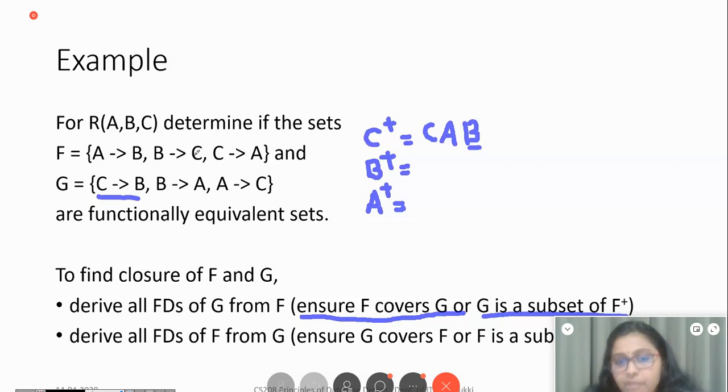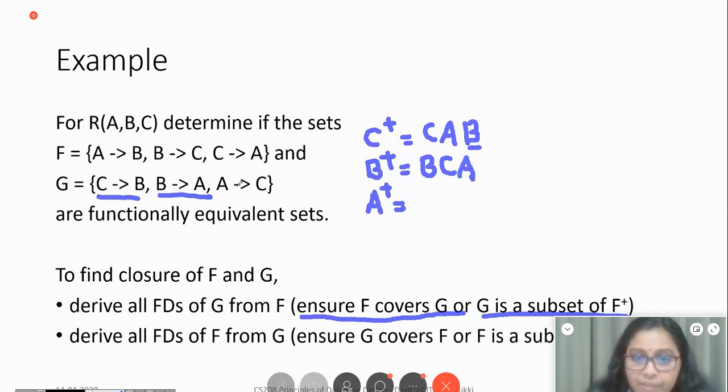Clear? Okay. Now I do the next FD, which is B determines A. And then we need to find B plus. B plus, B is a member. Okay. Then B determines C, so C is a member. Then C determines A, so A is a member. Okay, that's all, isn't it? Because all the attributes are in the closure. So on the right-hand side, there is A, and here A has come, isn't it? So this FD is also covered by F plus.